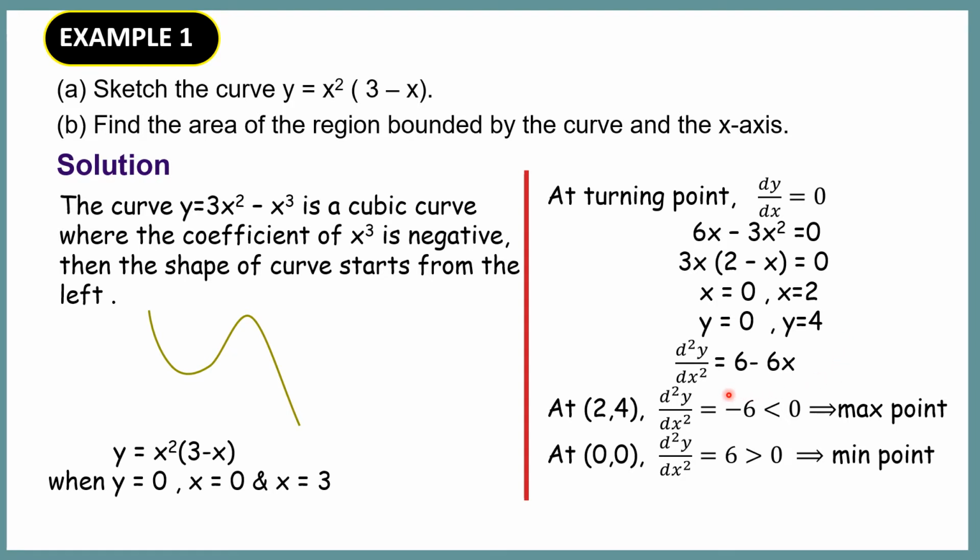Next, find the second derivative. We have 6 minus 6x. So at the point 2, 4, d2y/dx2 is negative 6, which is less than 0. Thus, 2, 4 is a maximum point. At the point 0, 0, d2y/dx2 is 6, which is positive. Then the point is a minimum point.